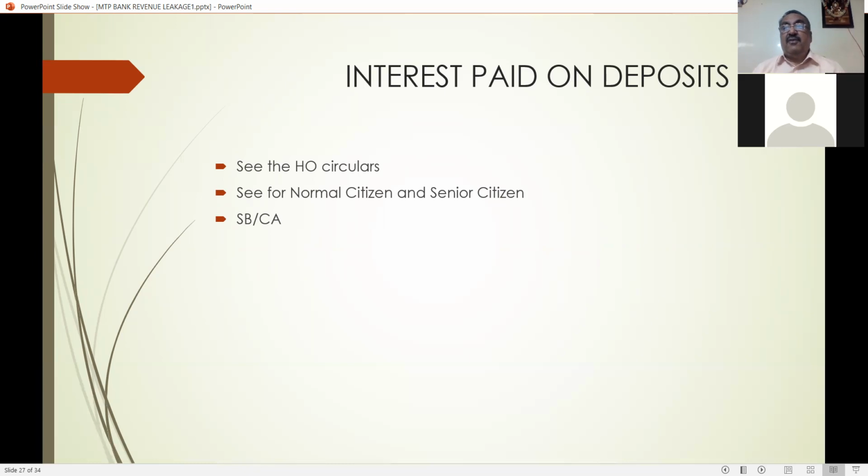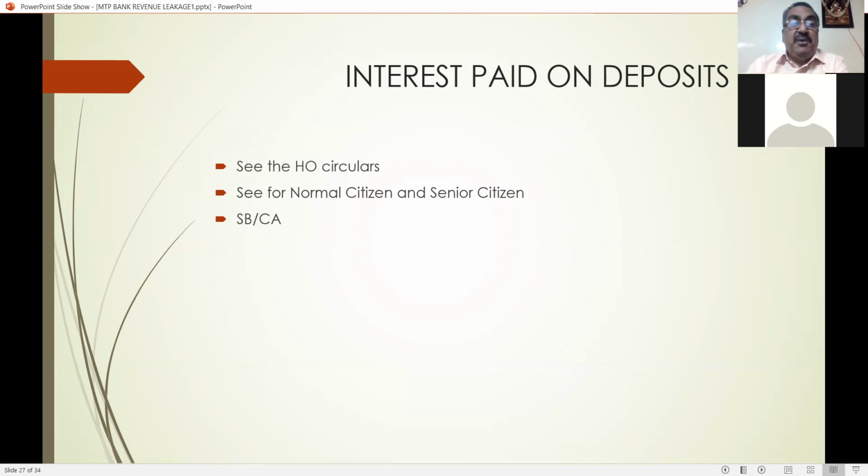See, in one of the banks where I went, I noticed that a regular deposit holder had got the interest at the staff rate. Suppose the regular interest is 6% for the normal customer, for the staff they are giving 7%. So the staff interest rate was being applied and paid to normal customers. It's a very big income leakage I noticed. So please be careful, and check whether the bank has paid the normal interest rate or the senior citizen rate.